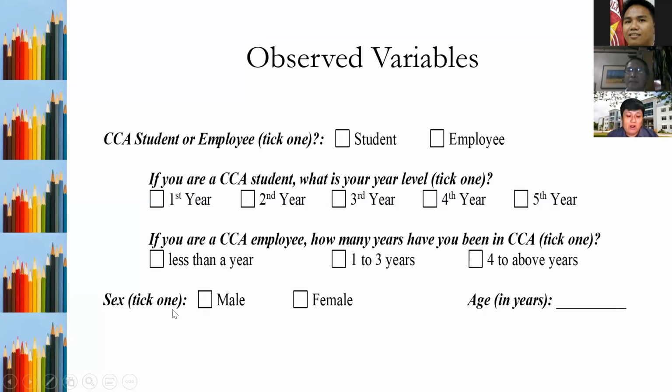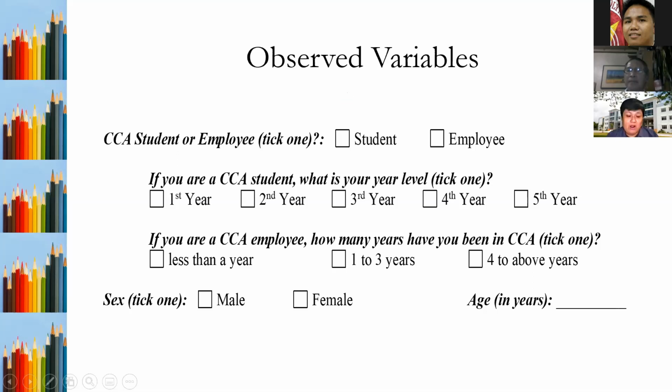Or we want to know, let's say, the sex of our respondent, whether he is a male or she is a female. Or for example, age. We want to know the age of our respondents. So these are examples of what we call observed variables.